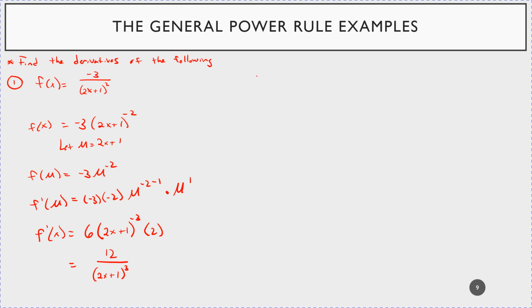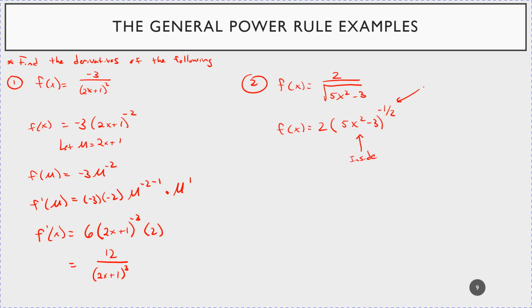All right, let's try this one. Let's look at f of x is equal to 2 divided by the square root of 5x squared minus 3. A little bit crazy here. All right, so the key is you have to rewrite this. So I'm going to rewrite the square root as 1/2 and then bring it up as negative 1/2. So this is f of x is equal to 2 times 5x squared minus 3 to the minus 1/2. So then look, inside, and then the negative 1/2 is outside.